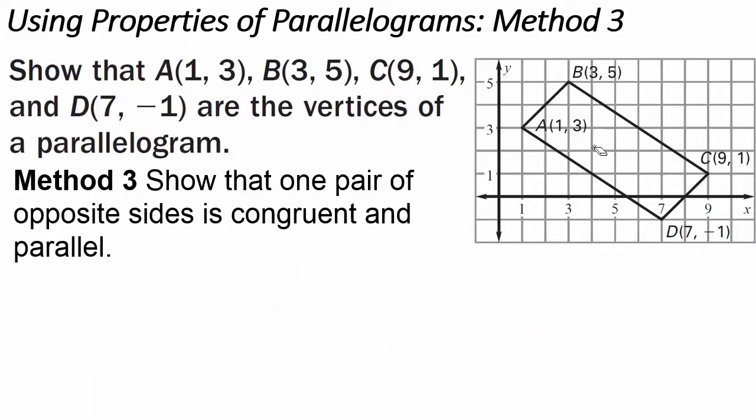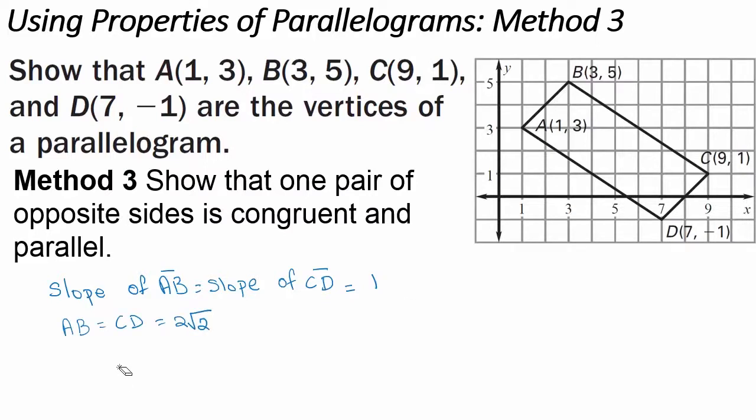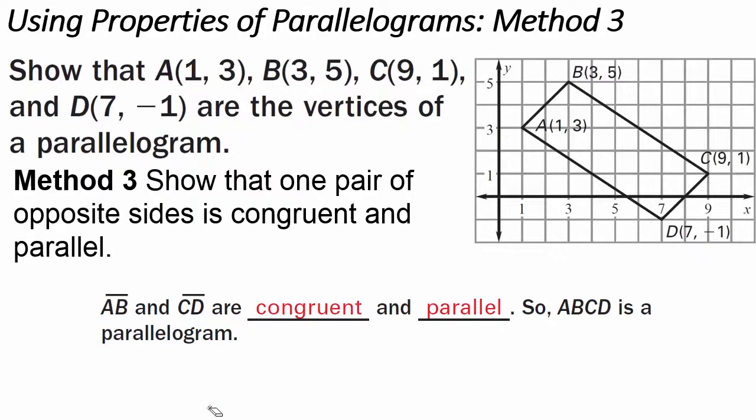Finally, method 3. In method 3, we show that one pair of opposite sides is congruent and parallel. Using our values from method 1, we know that the slope of AB is equal to the slope of CD, which is 1. Using our values from method 2, we know that AB is equal to CD, which is 2 square root of 2. So knowing this, we can say that line segment AB and line segment CD are congruent and parallel, so ABCD is a parallelogram.